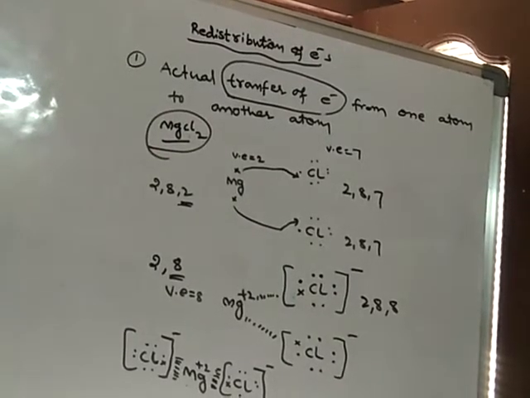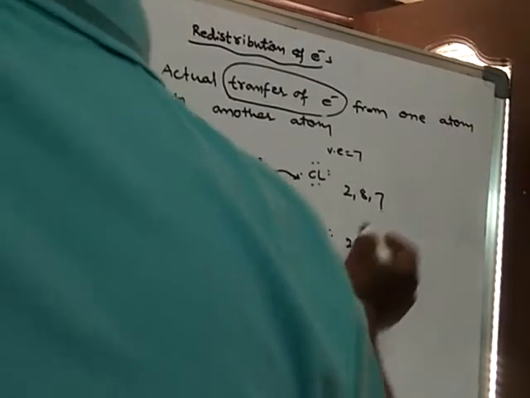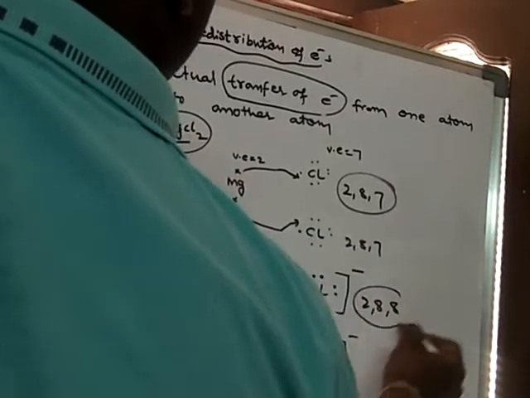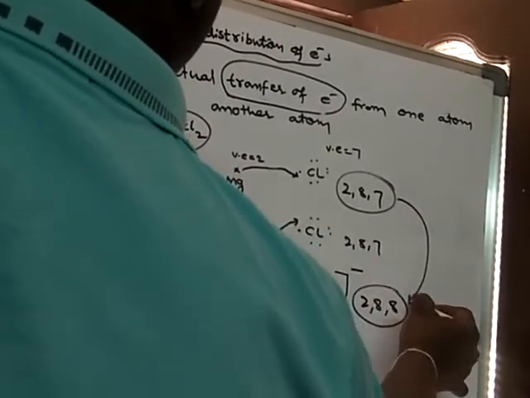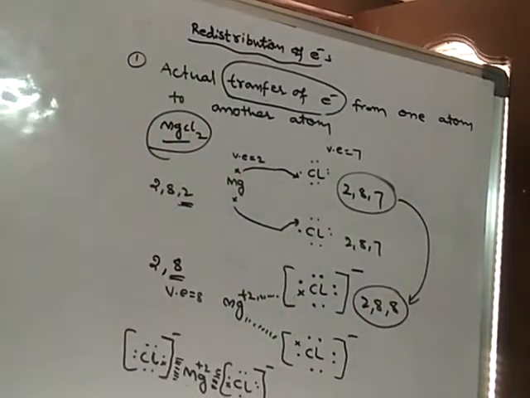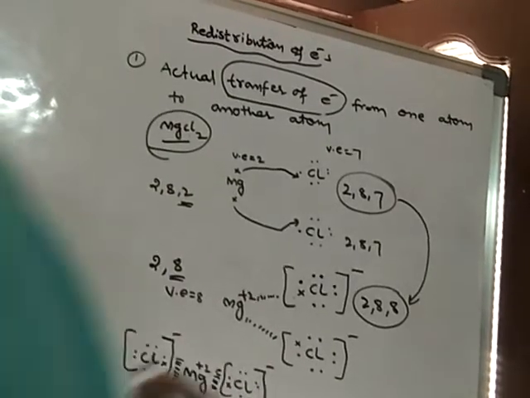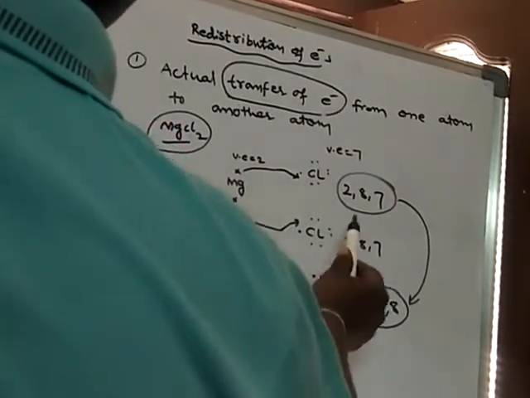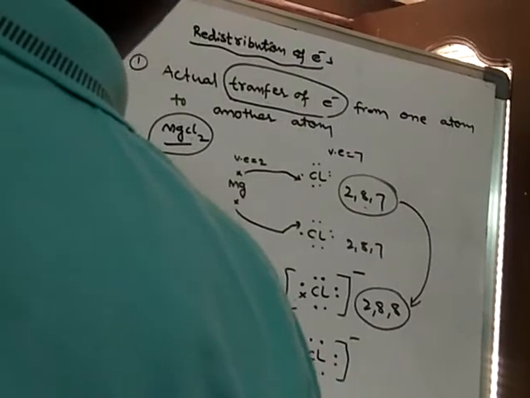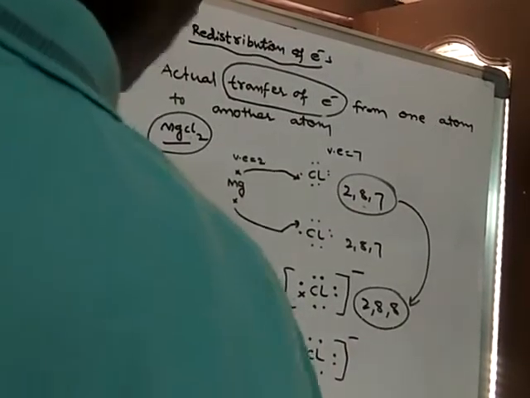So 2, 8, 8. That means a redistribution, from this state to this state. So now what has happened? Redistribution of electrons has taken place. Before the redistribution, the electrons are like this, and after redistribution, electrons are like this.